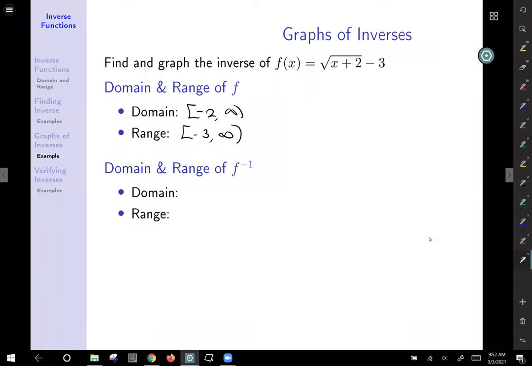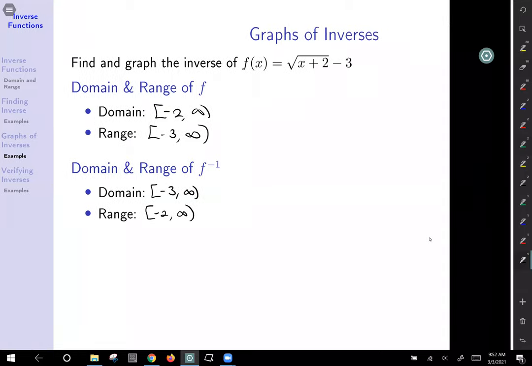We know that domains and ranges for inverses are reversed. Inputs become outputs and outputs become inputs. So the range of our original function becomes the domain, the input, for my inverse. So without even finding our inverse, we know the domain and range of our inverse: the domain is negative 3 to infinity, and the range is negative 2 to infinity, respectively.